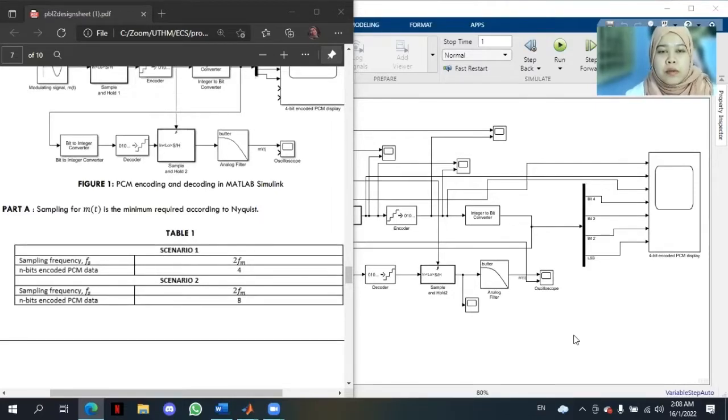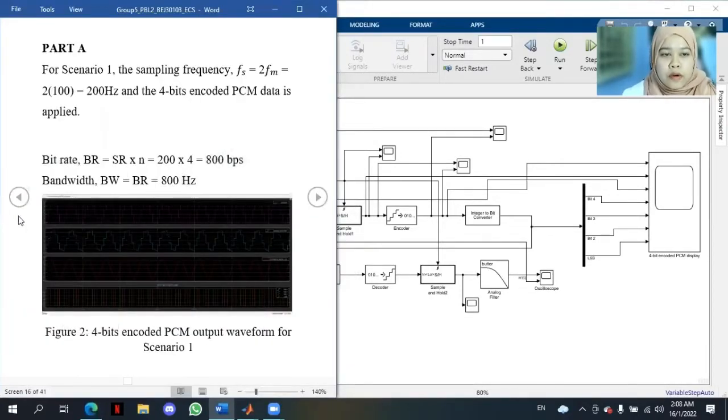So for this problem-based learning PBL2, I will show the simulation and its output for part A, which is the sampling for MT at the minimum required according to Nyquist, scenario 1 and scenario 2. So first for scenario 1, the 4-bit encoded PCM.